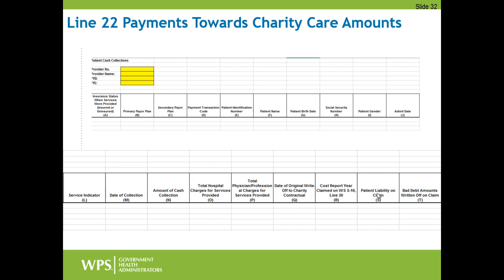What is the patient's liability on that claim? Because remember, any cash payment that relates to a liability that was already the patient's does not need to go on line 22. It should not be offsetting a charity care charge. It's due to their regular patient liability. And also, were there any bad debt amounts written off for this claim? Because if an amount was written off as bad debt instead of charity care, in other words, the patient was expected to pay, and then after whatever period of time, they did not, so you wrote it off to bad debt, that cannot also be claimed as charity care. So that's the purpose of these columns and why we're asking for this information.